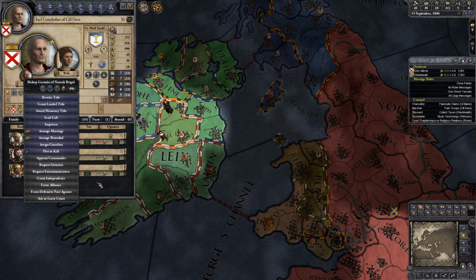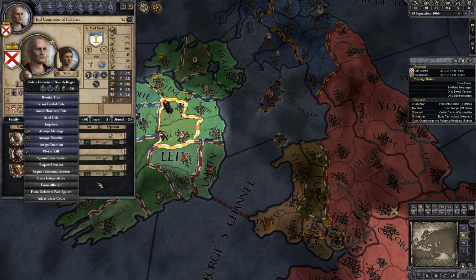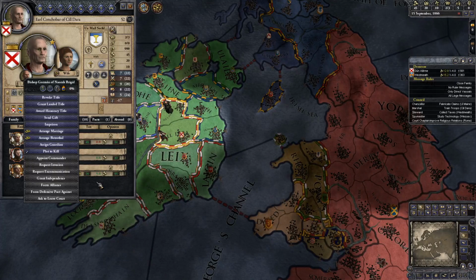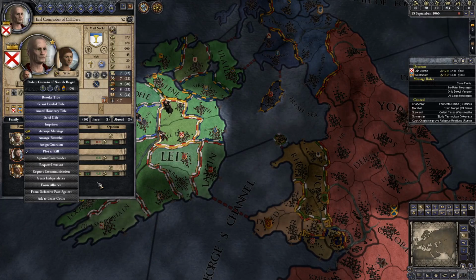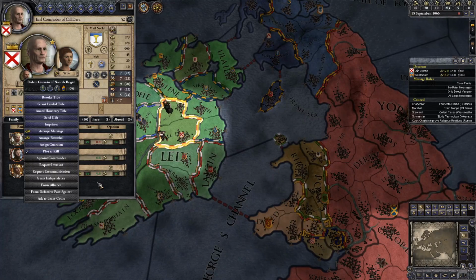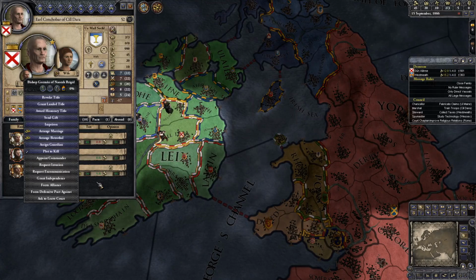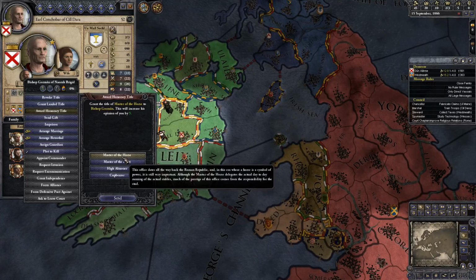And there's a few things we can do. Let's talk about the character menu. We can give him a title. We can give him an honorary title. We can send him some money. We can lock him up. We can arrange a marriage or a betrothal for him, but he's a bishop and can't marry. We could assign you as a guardian to one of our children if they were old enough, and we can just murder him and hope that his next person will be a little bit nicer. Let's give him an honorary title.